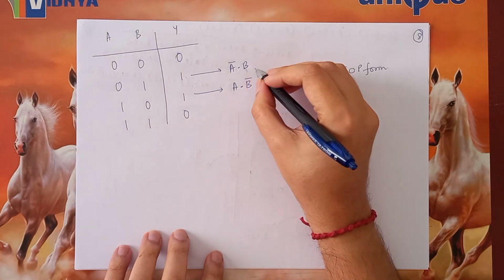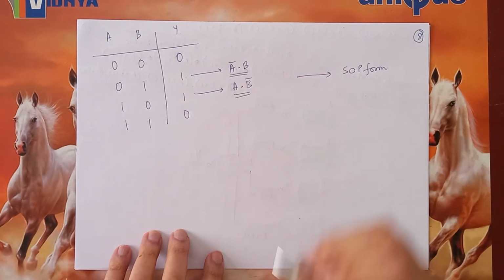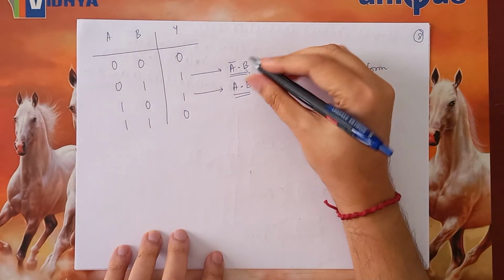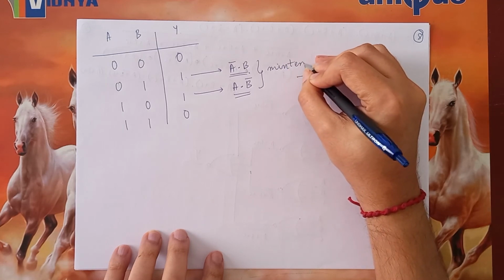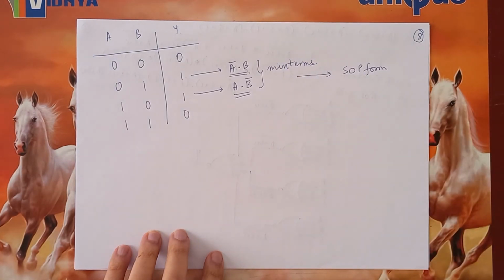Now, each of these terms has a very special name. They are not just product terms only. They are called as min terms. M-I-N-T-E-R-M-S, min terms.